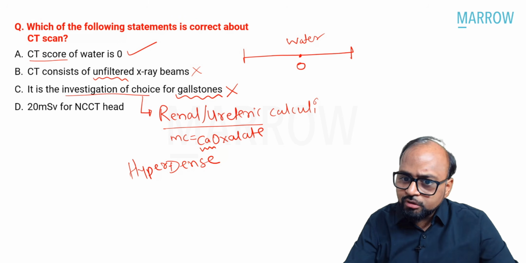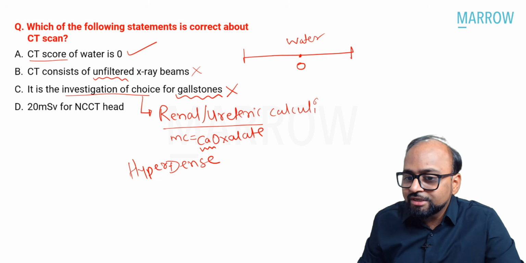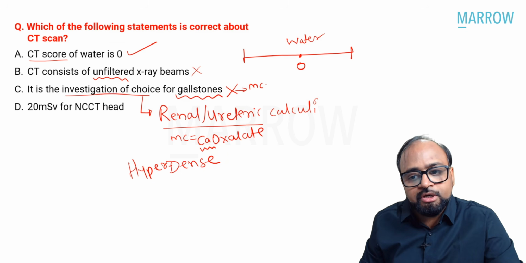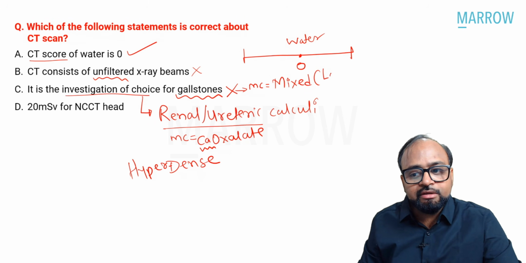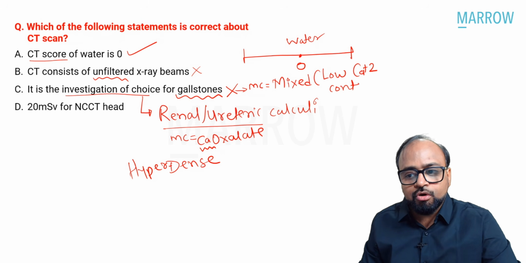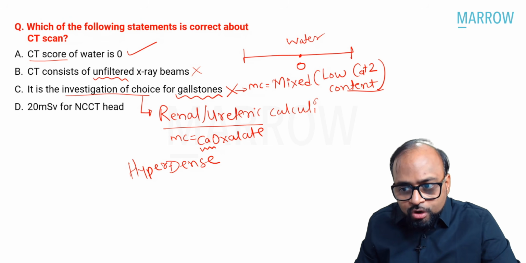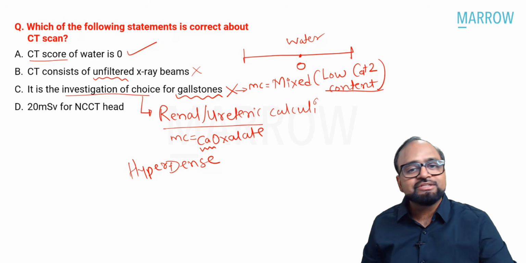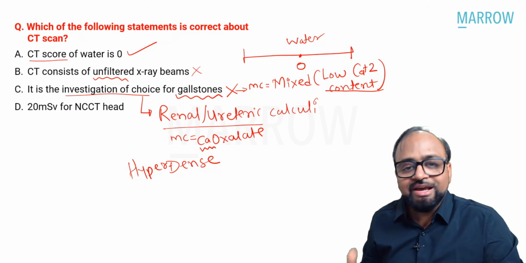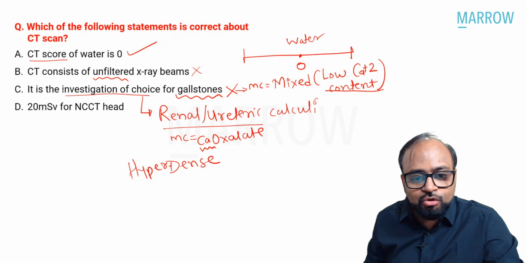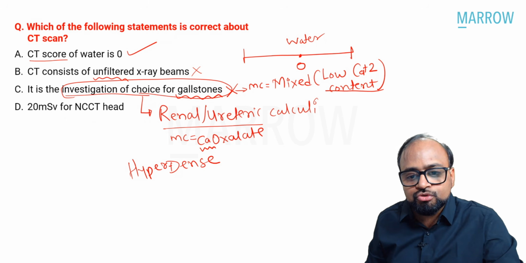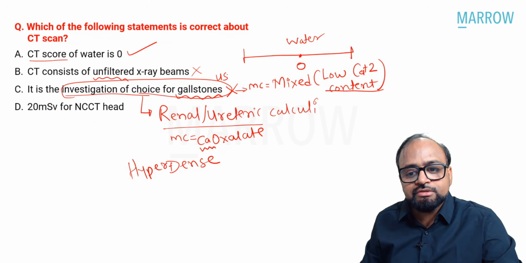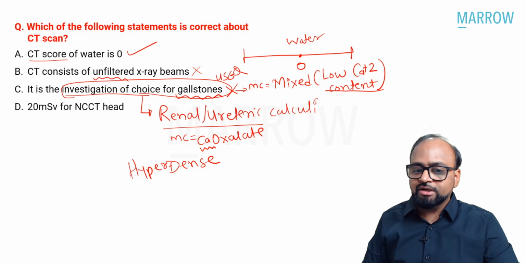Is it the same for gallstones? No, gallstones or biliary calculi, the most common composition is what? They are mixed calculi, meaning they have very, very low calcium content. And because of this low calcium content, remember, these biliary calculi, many times they are just not visible on CT. And that is the reason why the investigation of choice for gallstones is not CT, it is USG. Remember. So this also is incorrect.